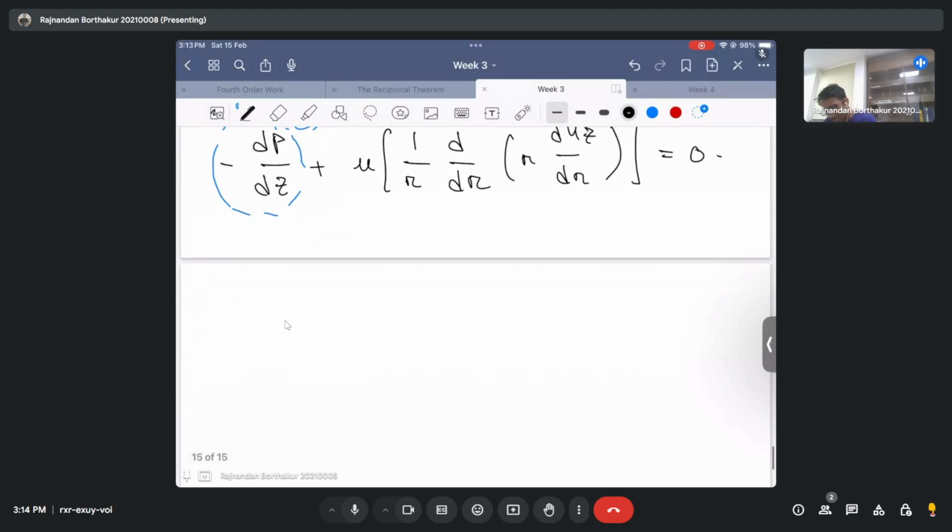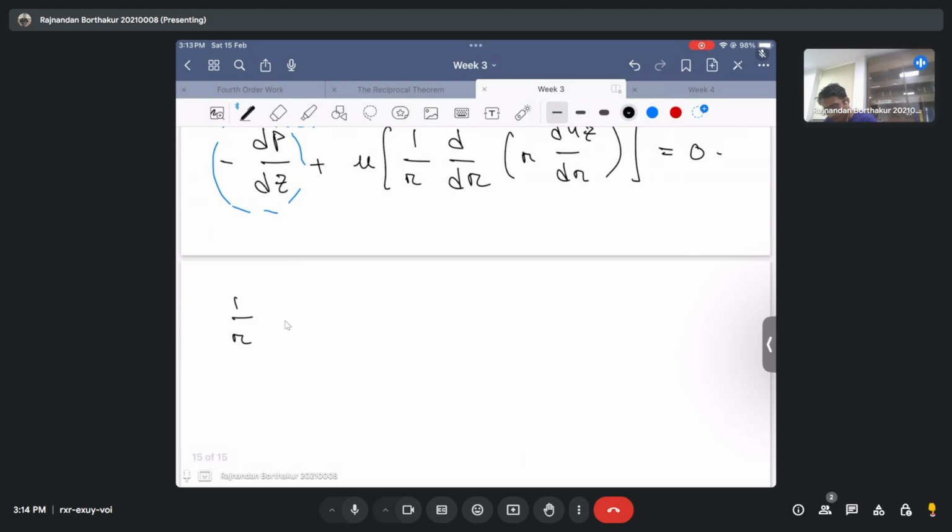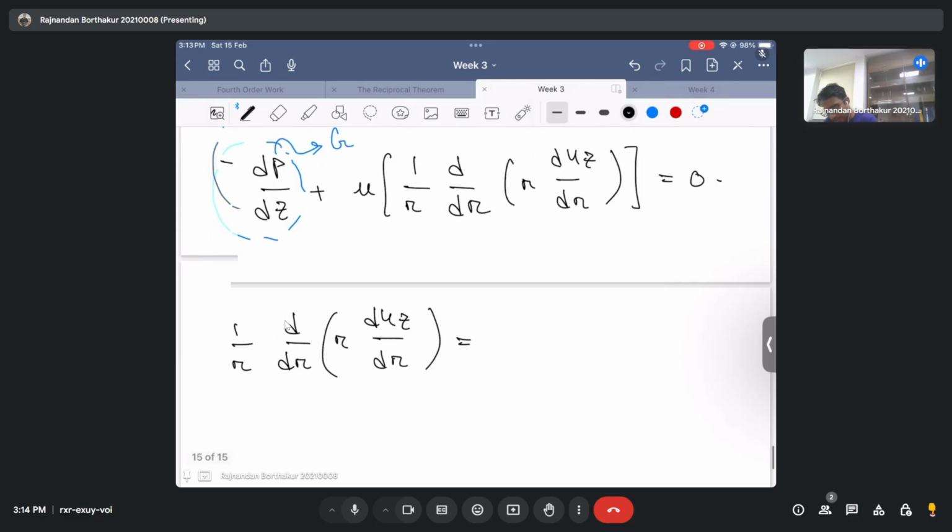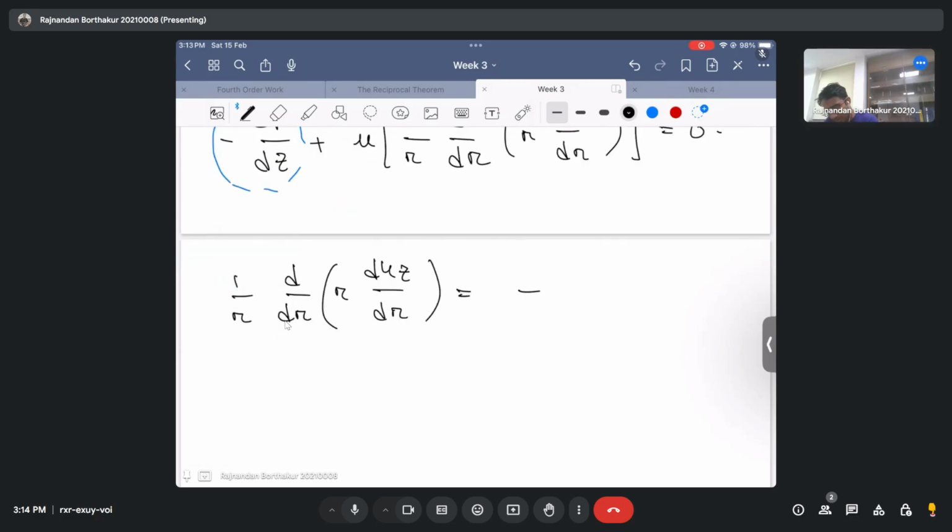So this equation then just simplifies to, I hope you now know, you are experts in solving these kinds of ODEs, 1 upon r d/dr of r times duz by dr, and this comes out to be equal to minus g by 2 mu, where g is nothing but minus dp by dz.